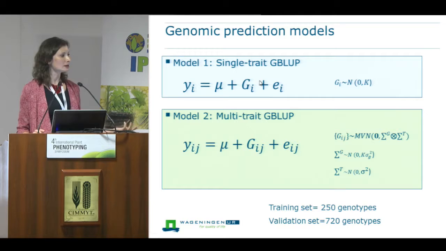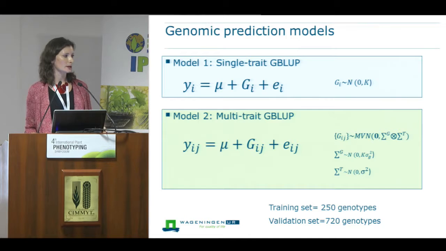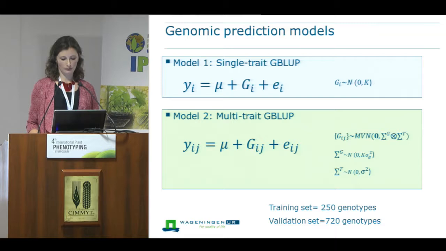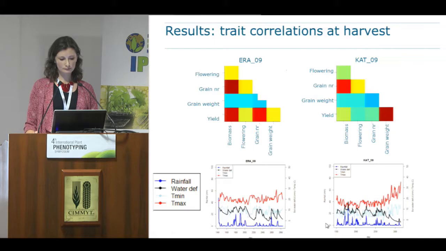And then we have a second scenario in which we combine biomass and yield to improve, hopefully, the prediction of yield. So we split the 970 genotypes into a training set of 250, and we predicted the remaining 720. We run the model and the simulations in two situations. The first situation is in ERA 2009.